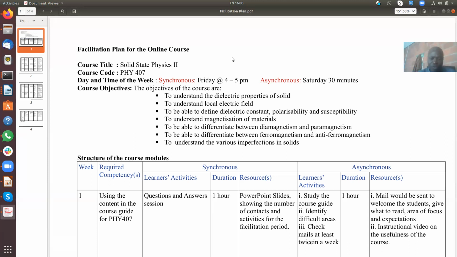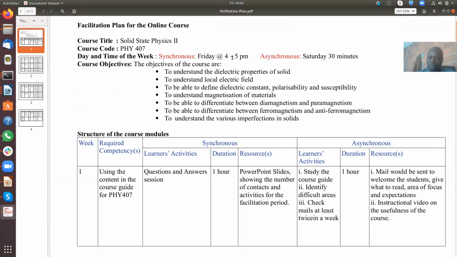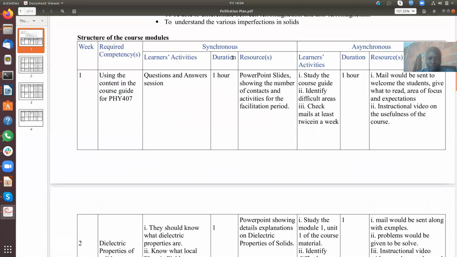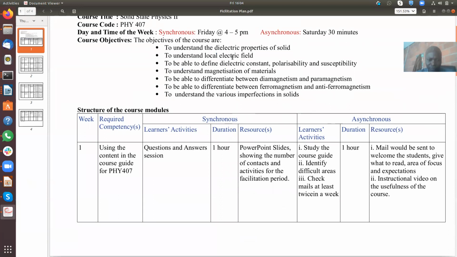In the last 2 weeks of the facilitation, which are the 7th and the 8th weeks, we are going to be discussing imperfections in solids. Here we shall be looking at the effect of impurities in crystals. If you have any questions, you can ask.